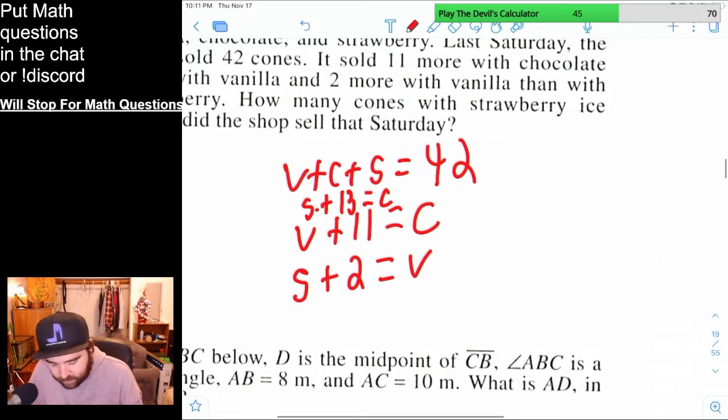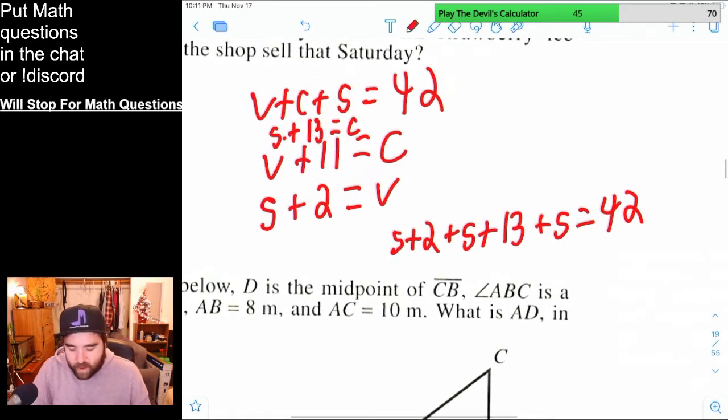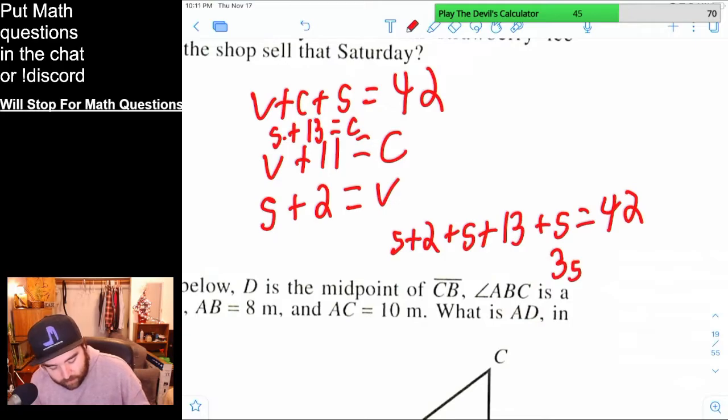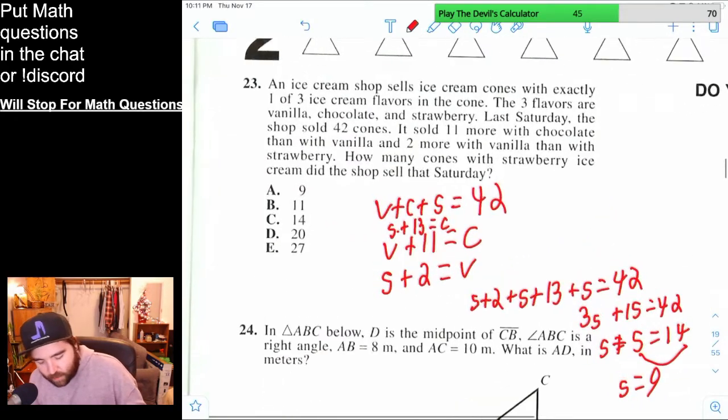And then if I do all of those substitutions, I get S plus 2 plus S plus 13 plus S equals 42. And so now I can just solve for S. Make sure you don't mistake those with a 5. I hate the letter S for that reason. But 2 plus 13 is 15. So we'll go with 3S plus 15 equals 42. I'm going to divide by 3 first because I don't want to do 42 minus 15. So S plus 5 equals 14. And then subtract 5. So S equals 9. So they sold 9 strawberry cones.